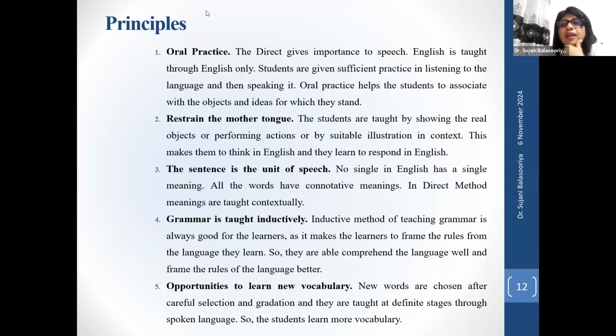Yes, who would like to brief the first principle? Brief in the sense you don't have to be reading this, right? After reading, you must have got some idea, no? So is there anybody who likes to tell very briefly the idea? The point is oral practice. What do you mean by the oral practice? Here the direct method, huh? Right.